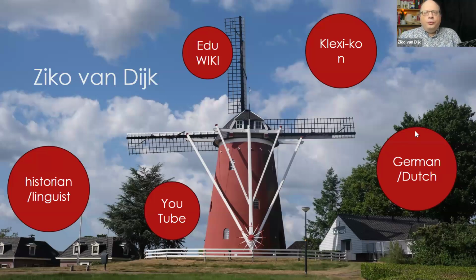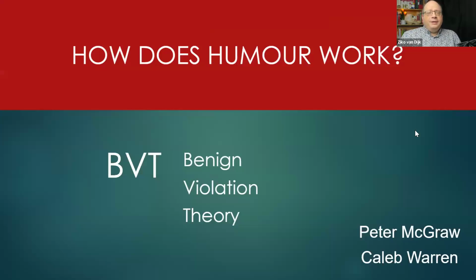To explain how humor works, I have chosen the benign violation theory. Peter McGraw asked himself, what makes things funny? Something must be a violation. Simultaneously, the violation must be benign.